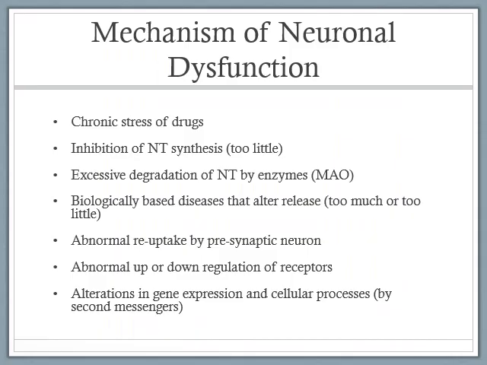Next are mechanisms or ways that neuronal dysfunction can occur. This includes chronic stress of drugs, the inhibition of neurotransmitter synthesis, meaning there's too little, excessive degradation of neurotransmitters by enzymes, biologically based diseases that alter release, so too much or too little, abnormal reuptake by presynaptic neurons, abnormal up or down regulation of receptors, and alterations in gene expression and cellular processes by second messengers.